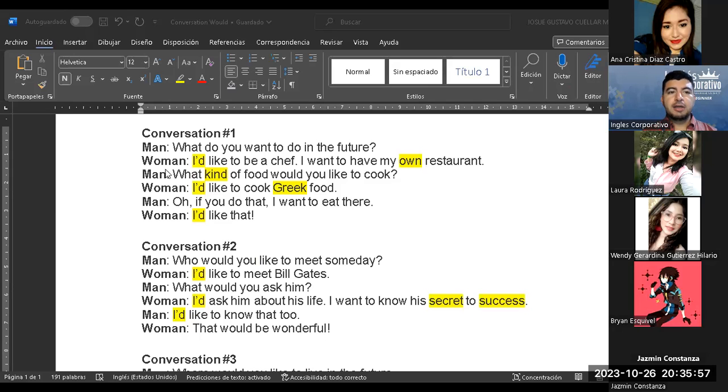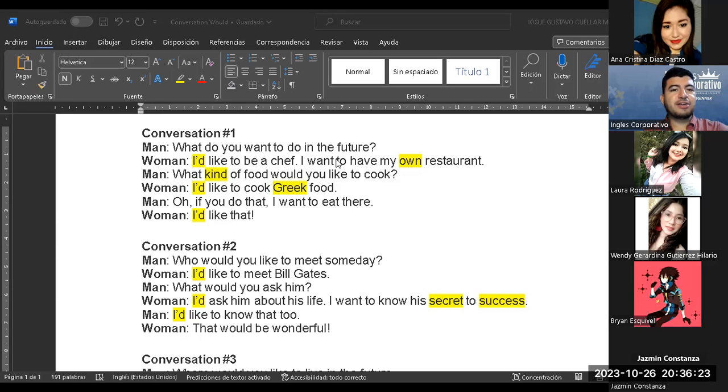Let's see. Here we have a man and a woman, and they say, what do you want to do in the future? I'd like to be a chef. I want to have my own restaurant. What kind of food would you like to cook? I'd like to cook Greek food. Oh, if you do that, I want to eat there. I'd like that. ¿Verdad? Le dice, ¿qué quieres hacer en el futuro?